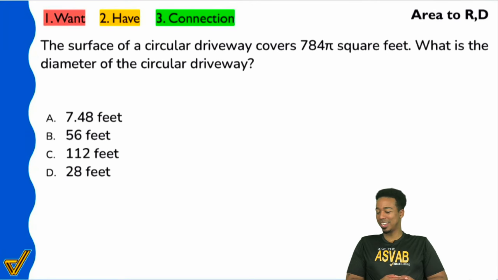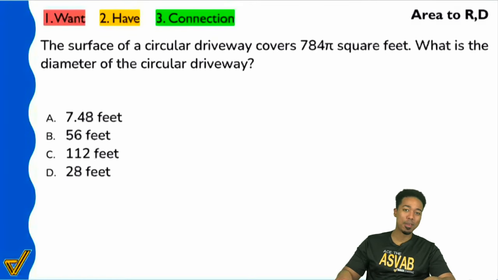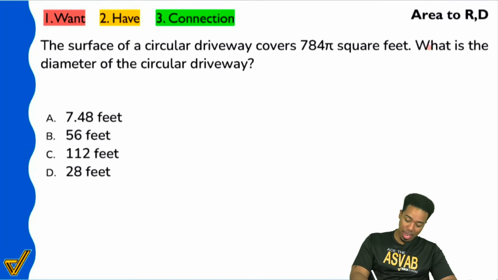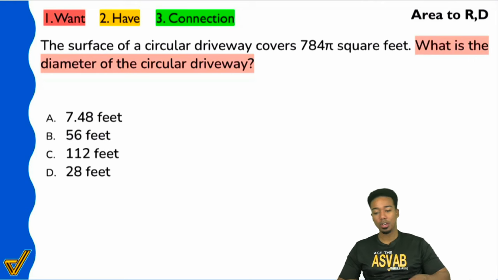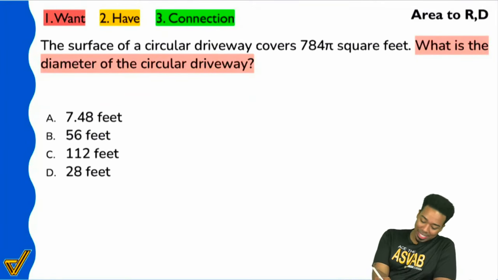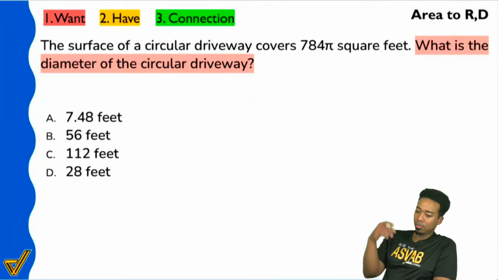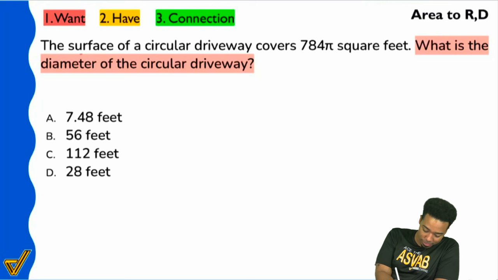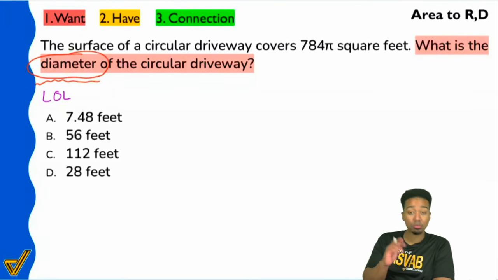This is one of the biggest mistakes that people will make. I called this out in the beginning of class. I told you, at least 99 out of 100 people here will make this mistake. So we're looking for the diameter of the circle, I highlighted it in red. I'm going to circle it. I'm also going to underline it with a squiggly line. I'm also going to put a massive LOL right there.